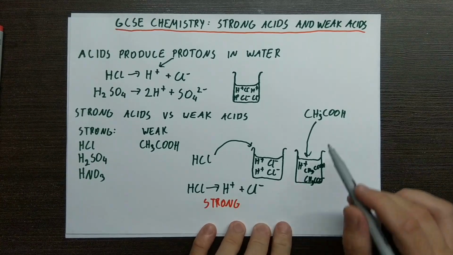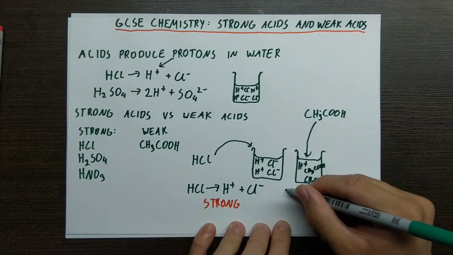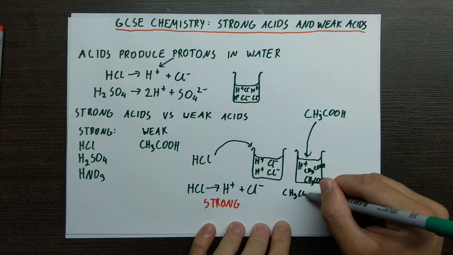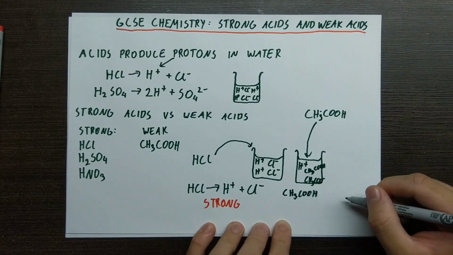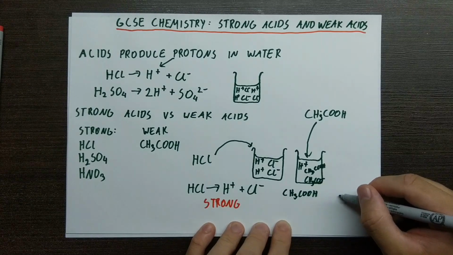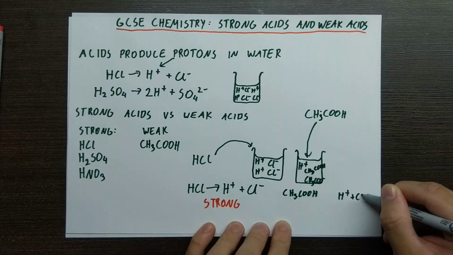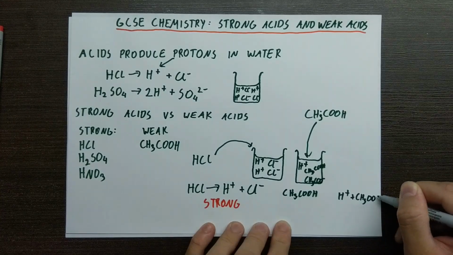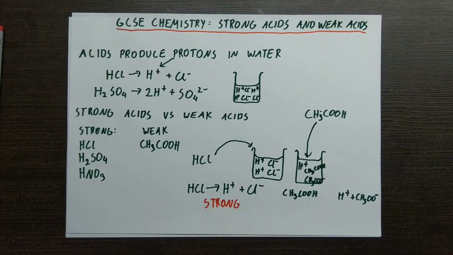Now, how would we write down the reaction here? Well, very similar. CH3COOH. And on the other side of the equation, we have protons, H plus, and CH3COO minus. So that's how we would write down the reaction.